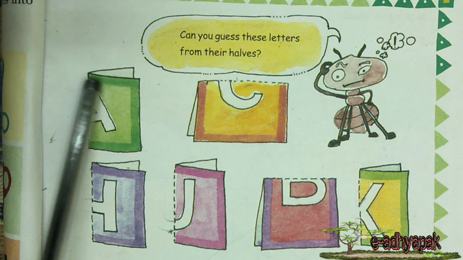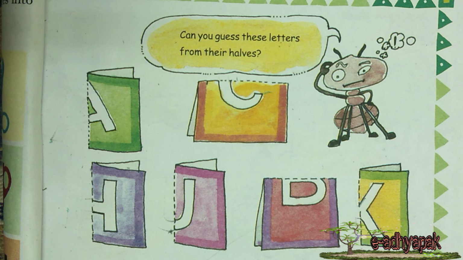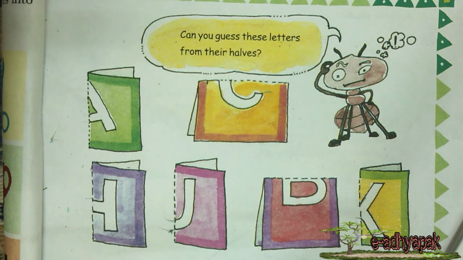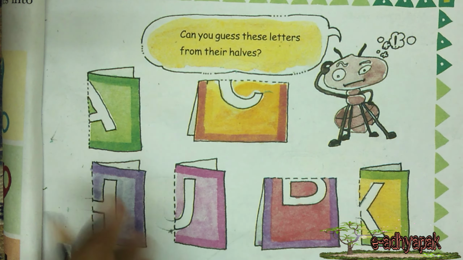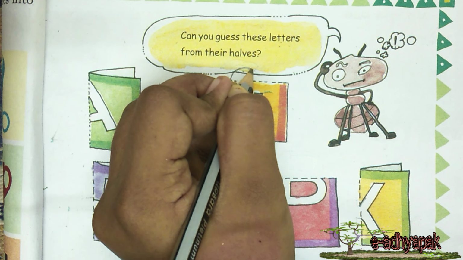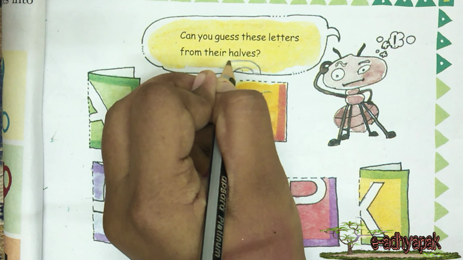Now I've given halves of each letter, so we have to make the other half of it and show which alphabet it is. So let's start from C, like this, and it's a C.